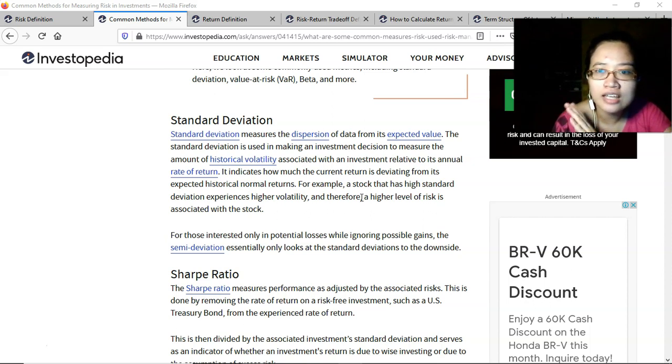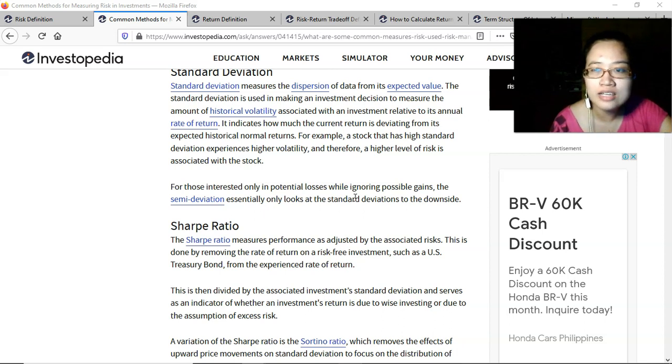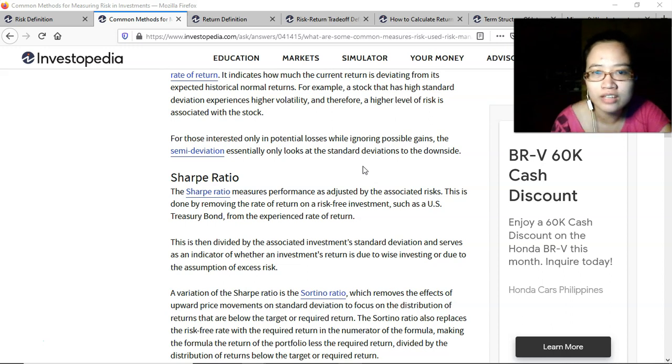For example, a stock that has a high standard deviation experiences higher volatility, and therefore a higher level of risk is associated with the stock. The difference between the expectation and the actual is a huge difference. High standard deviation would mean the gap is high as well, and so a higher level of risk is associated with it. For those interested only in potential losses while ignoring possible gains, the semi-deviation essentially only looks at the standard deviations to the downside. Okay, so I'm not a fan of that.